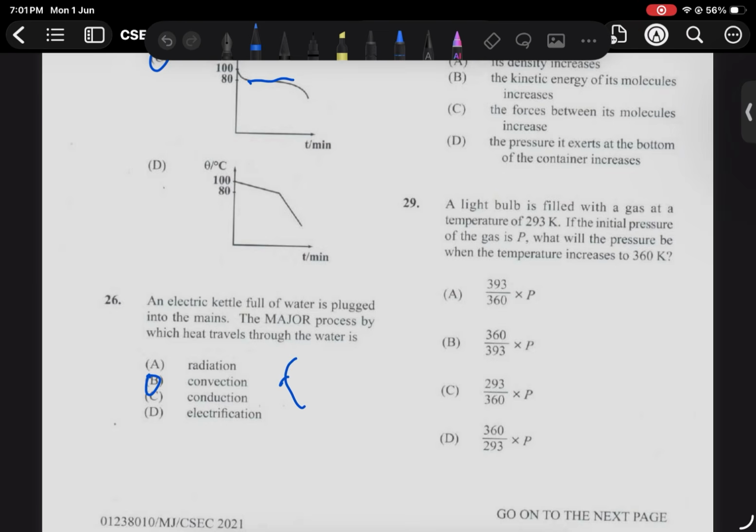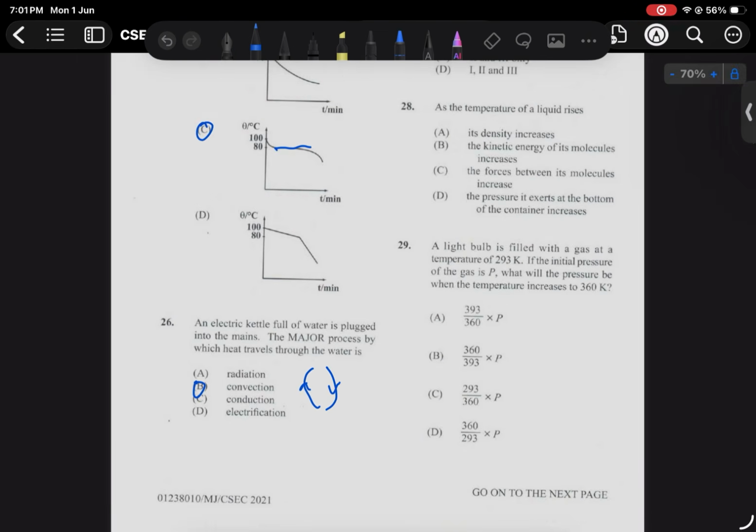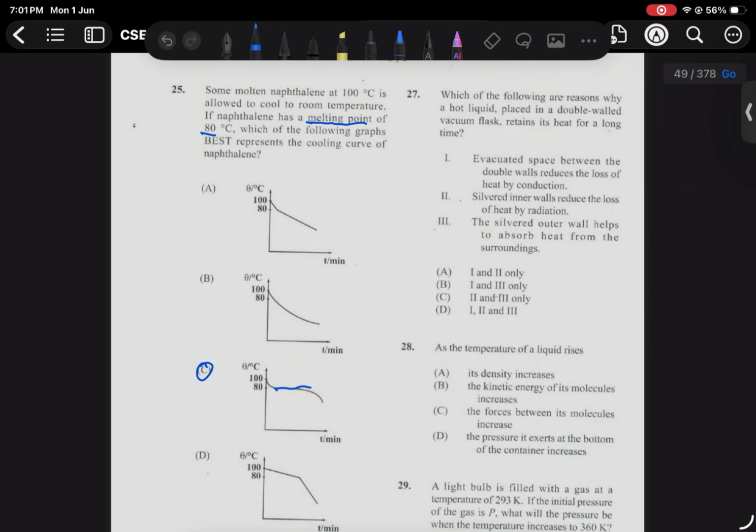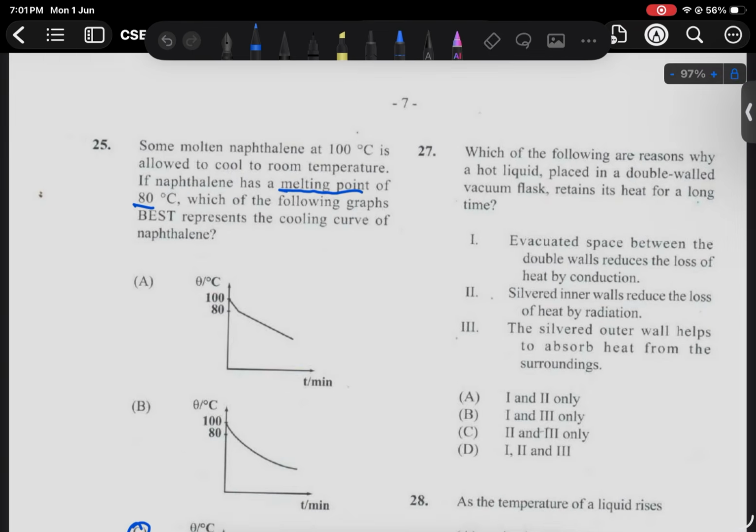Hot air will rise, cool air will fall. These are convection currents. It happens mainly in air or liquids. Which of the following are reasons why a hot liquid placed in a double wall vacuum flask retains its heat for a long time? Evacuated space between the double walls reduces the loss by conduction, yes. Silvered inner walls reduce the loss of heat by radiation, yes. The silvered outer walls absorb, no, that's wrong. So it's one and two only.